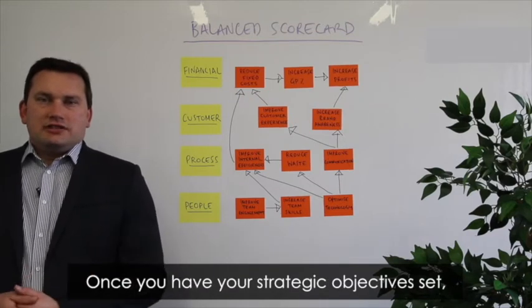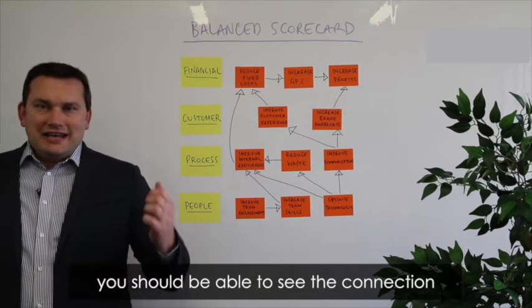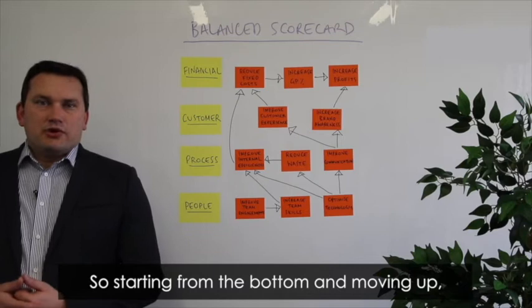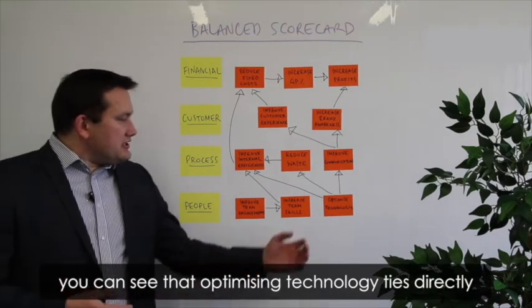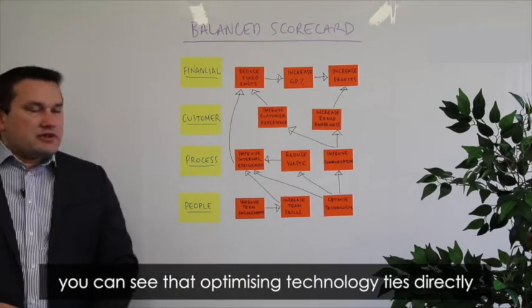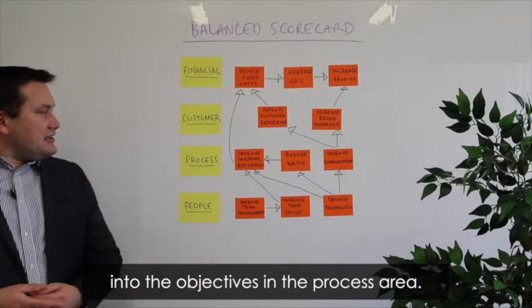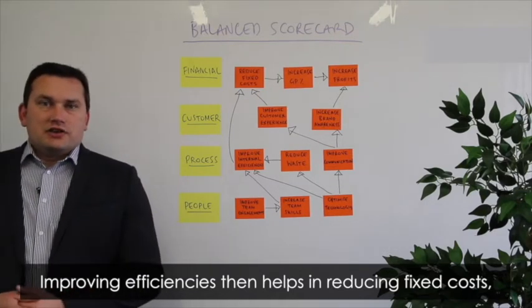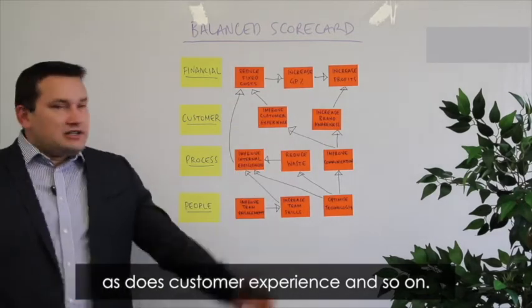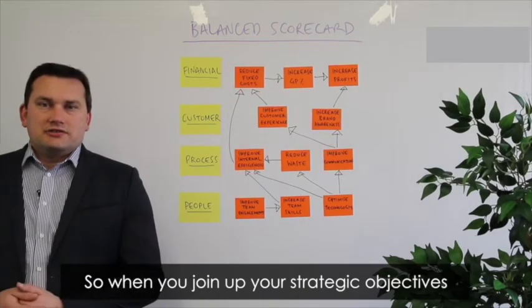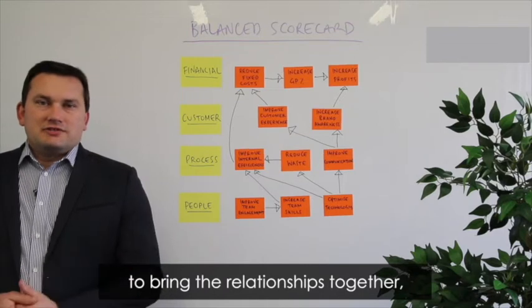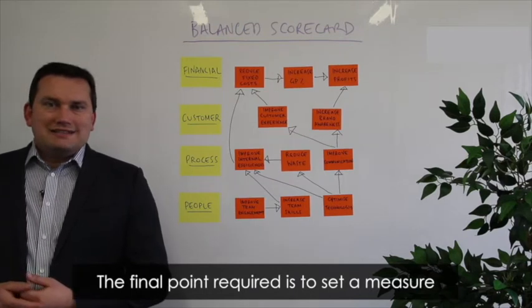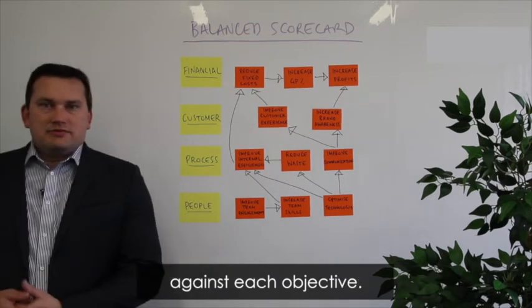So once you've got your strategic objectives set, you should be able to see the connection between the objectives in each of these 4 perspectives. So if you start from the bottom and move up, you can see that optimising technology links directly in with the objectives in the process area, and then improving efficiencies ties directly into reducing fixed costs, as does customer experience and so on. So when you join up your strategic objectives to bring the relationships together, you effectively get a strategic map.